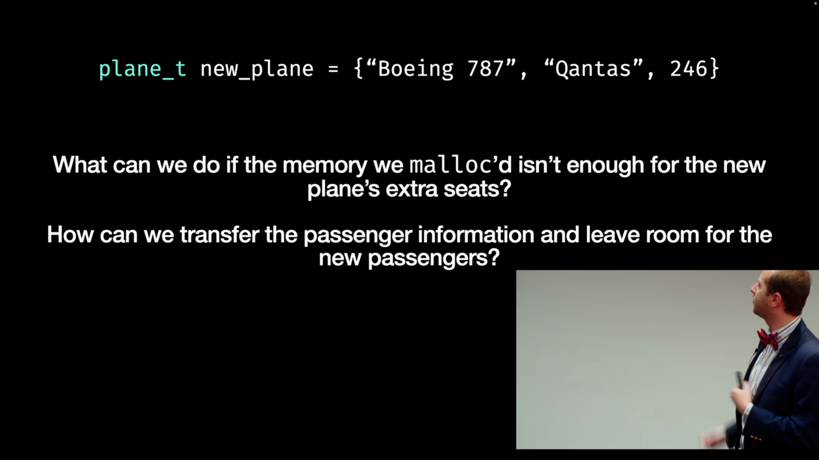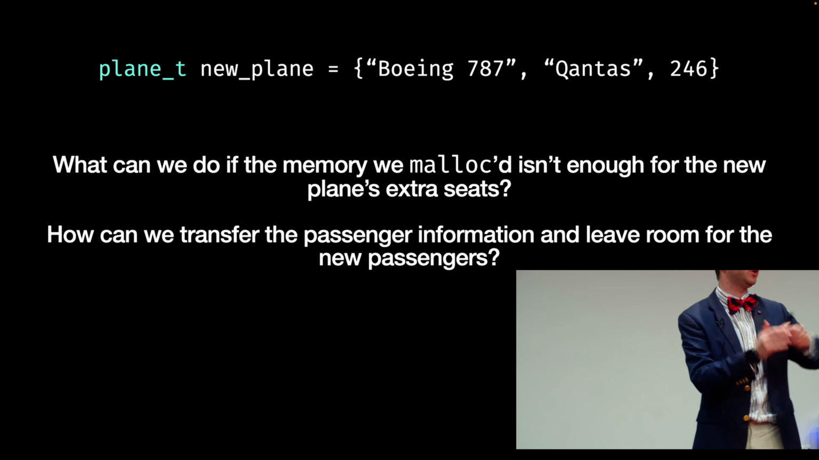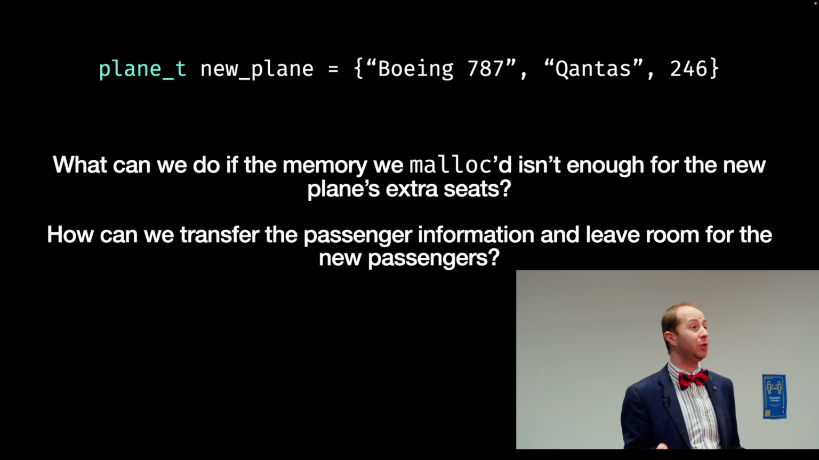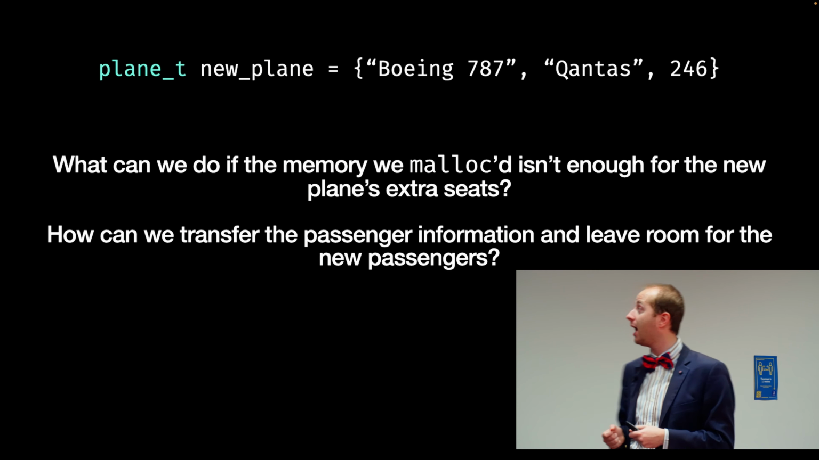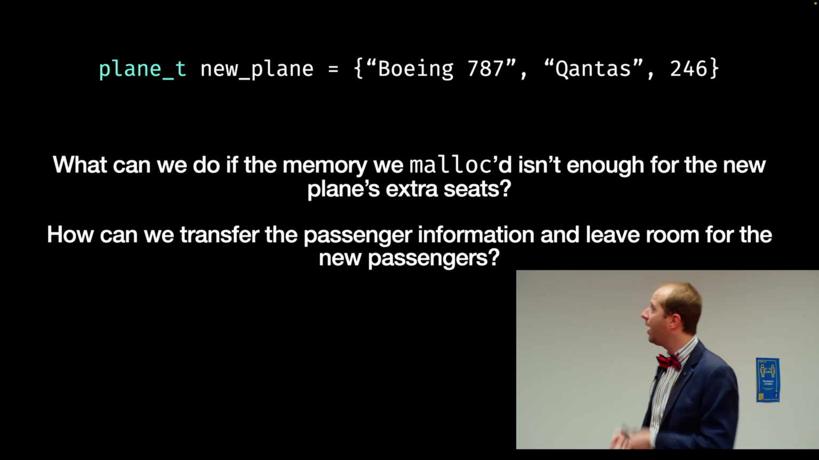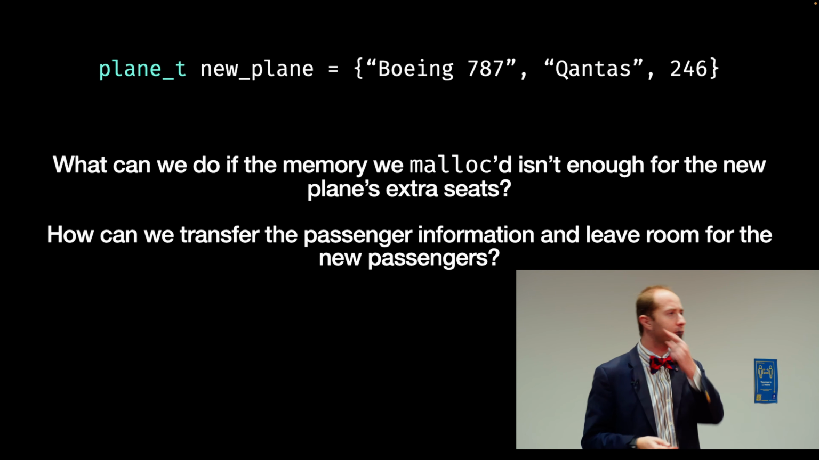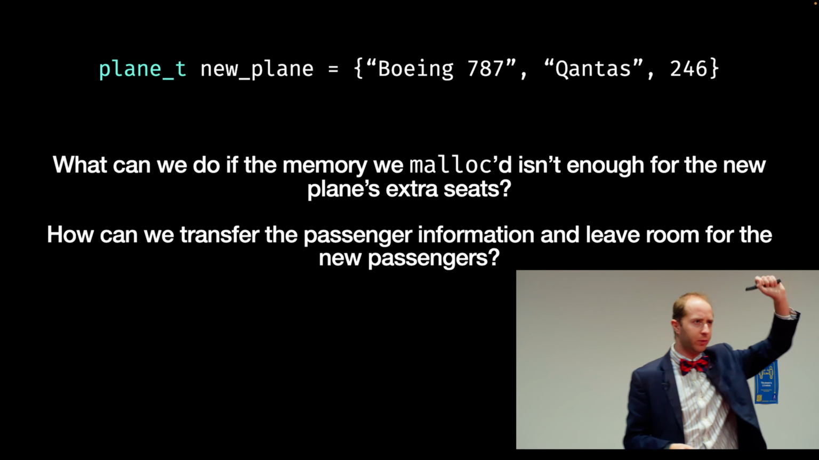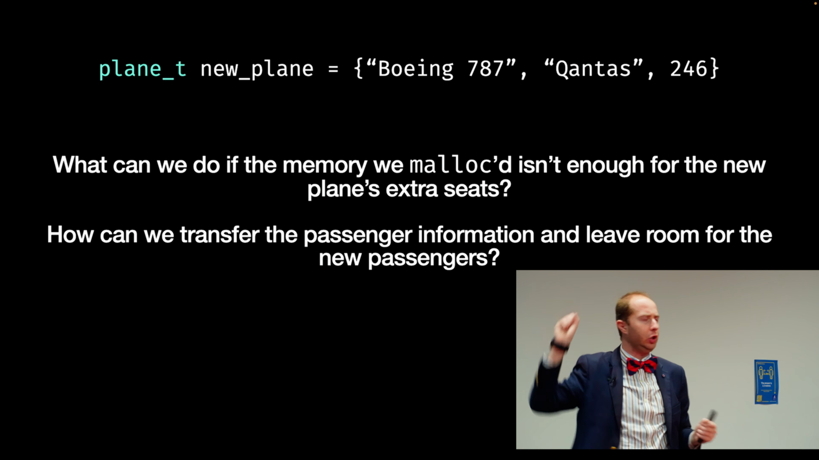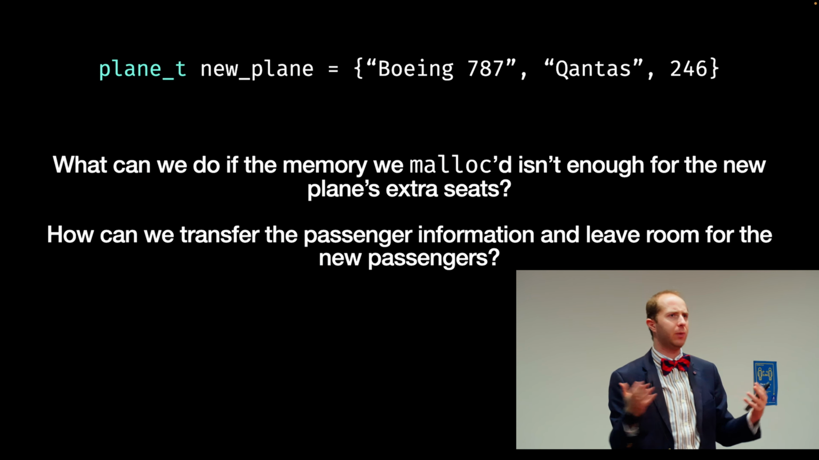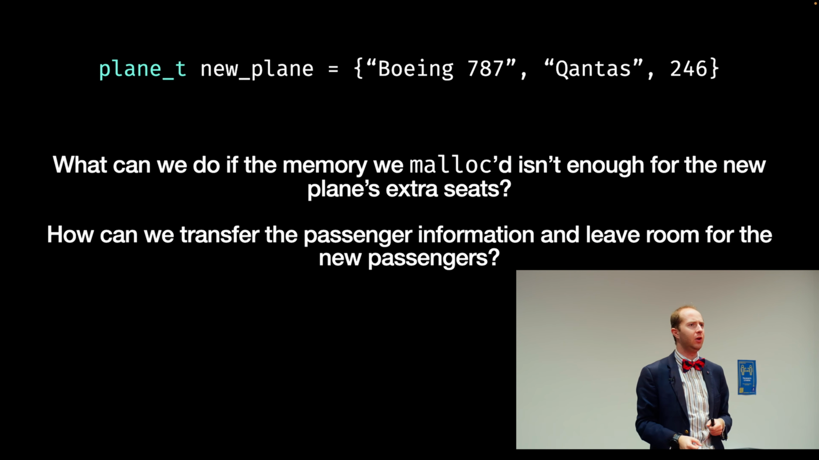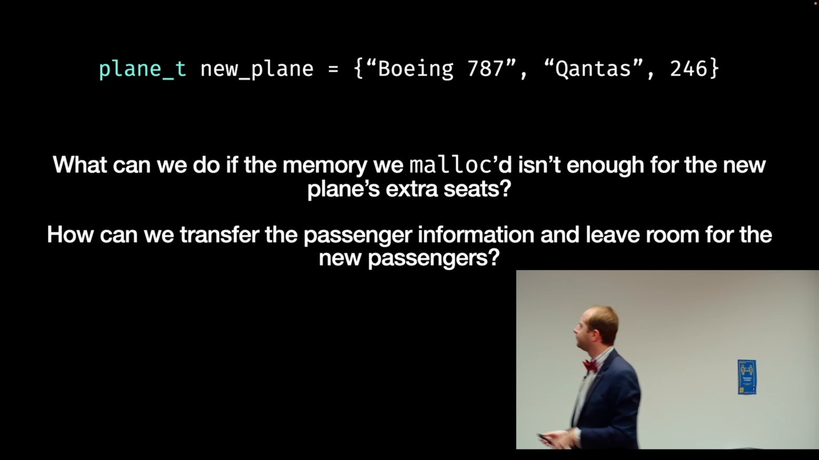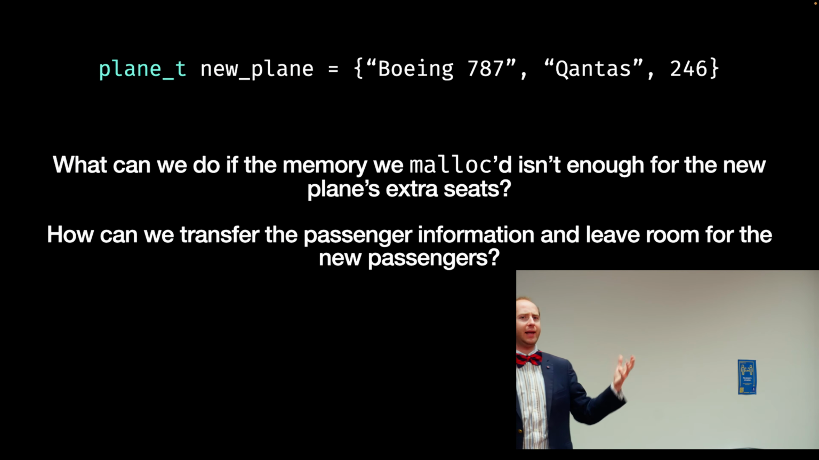What can we do if the memory we malloced isn't enough for the new plane's extra seats, or you could imagine this for any type of data when we get new data and the amount that we've allocated isn't enough? And then question two, how can we transfer the information from the memory that we allocated originally to the new memory that we've got once we've got a larger spot of memory for our plane seats? Why don't you help us out approaching these two questions?